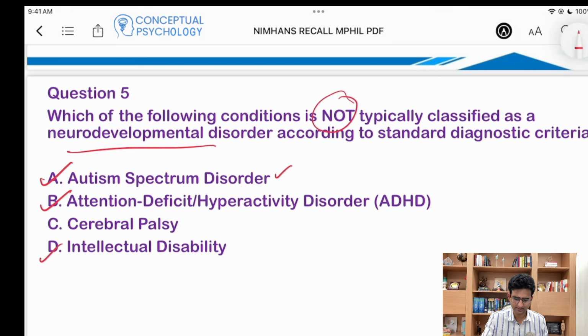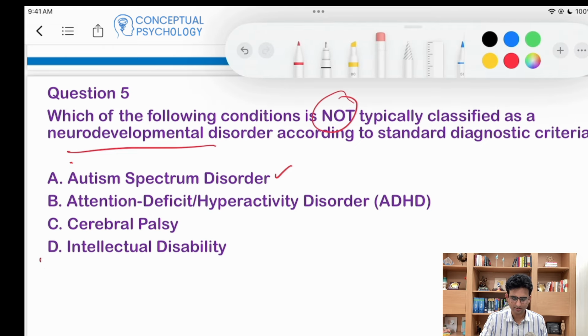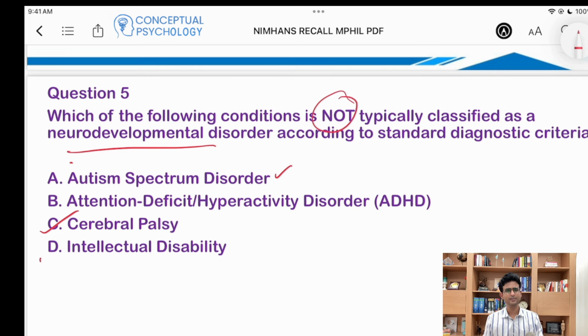So A, B and D are neurodevelopmental disorders. Which one is not? It is cerebral palsy. Cerebral palsy is not really a problem of development. It is caused by some external cause, like, say, ischemia. Say the child did not cry at birth. Oxygen did not go into the brain. That is what is causing cerebral palsy. Right? Hypoxia, ischemia. It is not really a problem of development per se, but an event happened which is leading to the symptom. So cerebral palsy is the answer here.